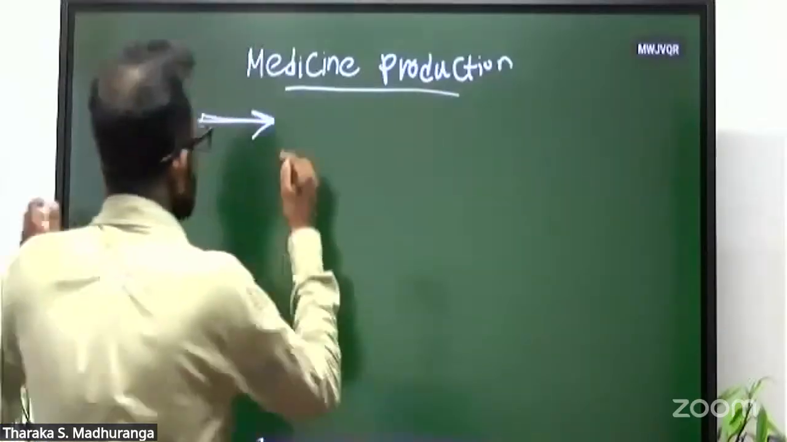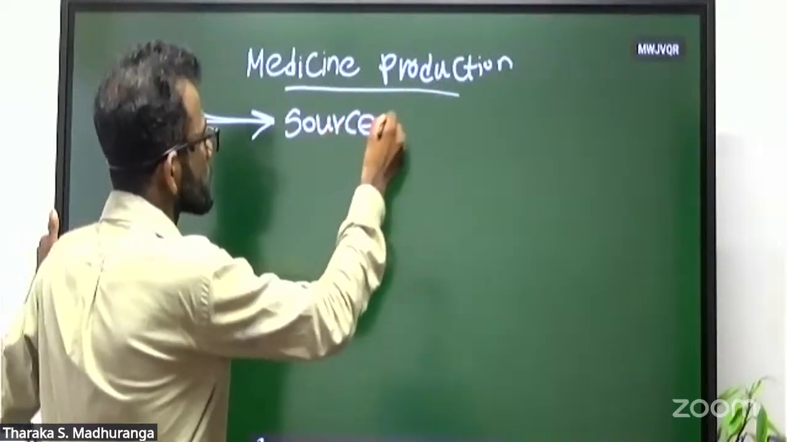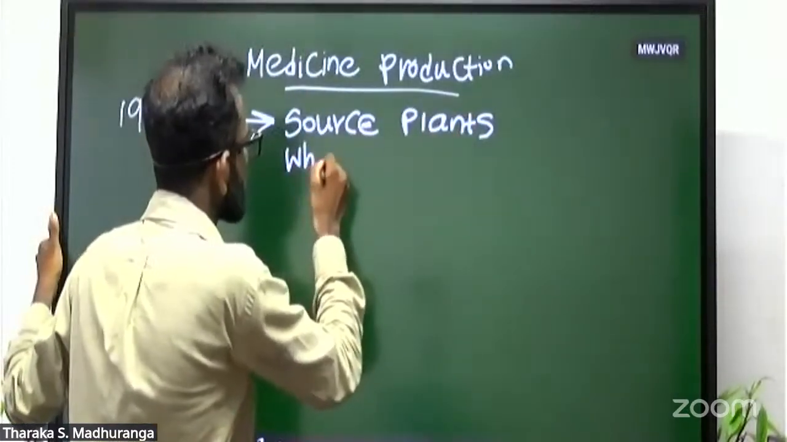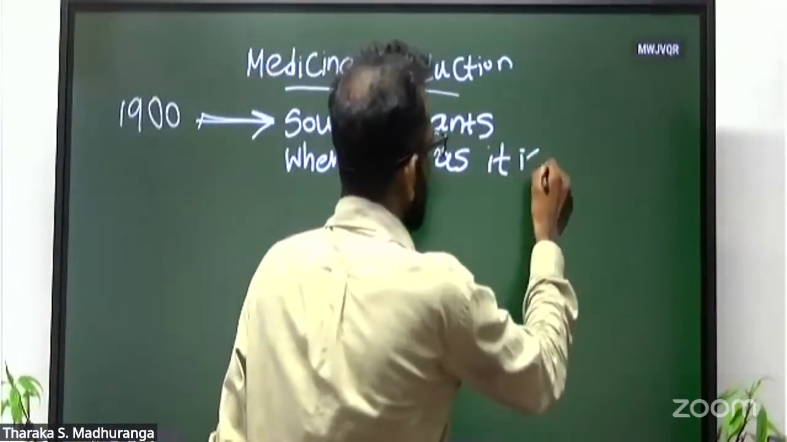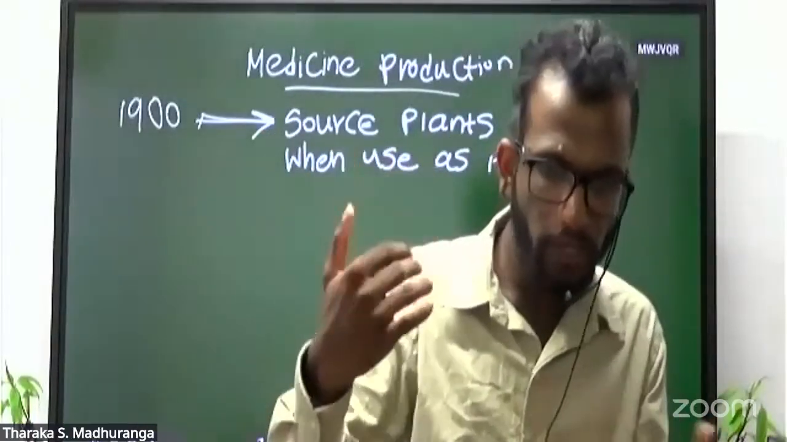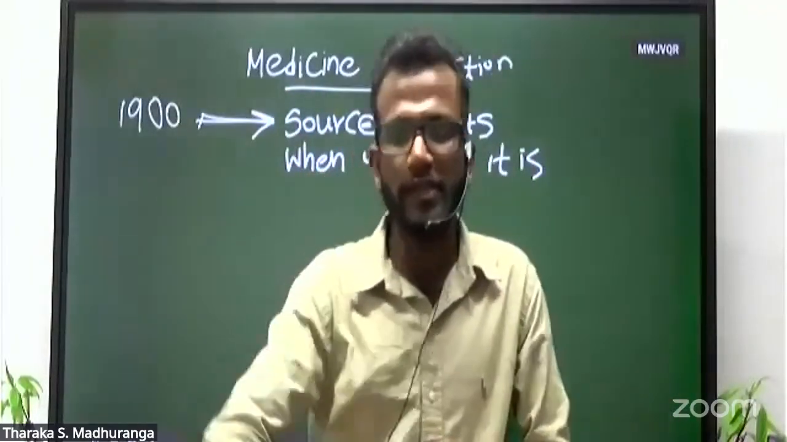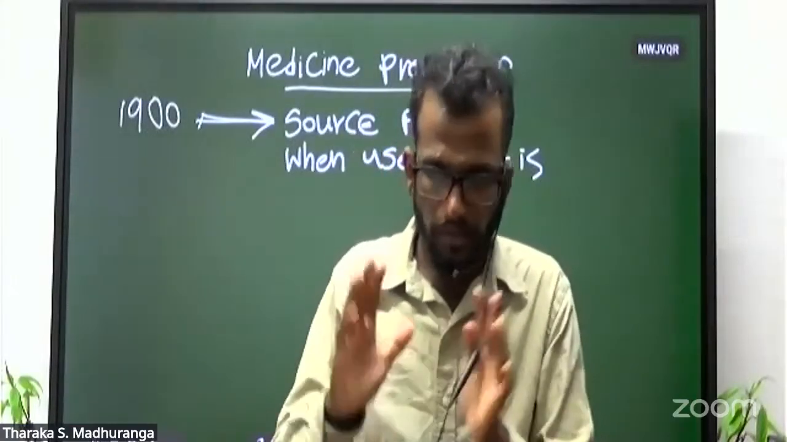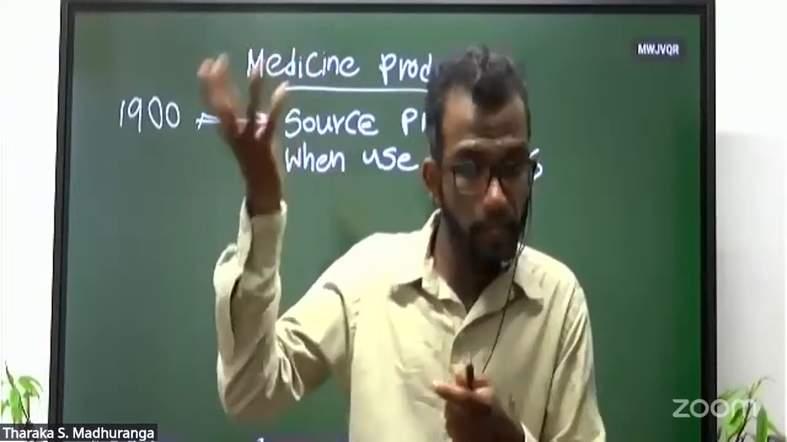Therefore, when the source plant material is used as it is, the main problem was side effects. The side effects: when we take any medicine for any disease, because of this medicine, again some diseases come. Understood? The side effect was the main problem at the ancient time.